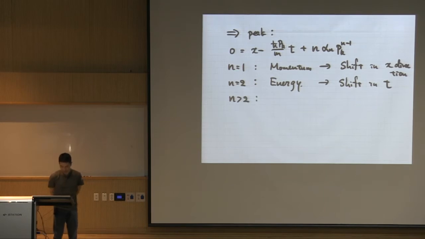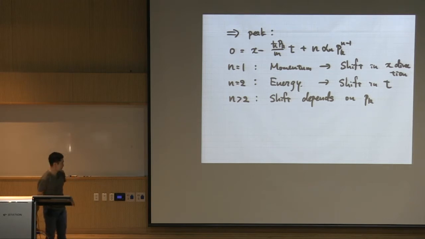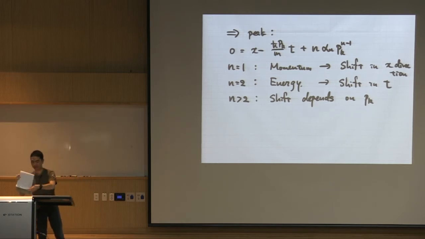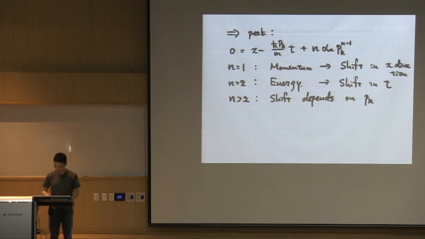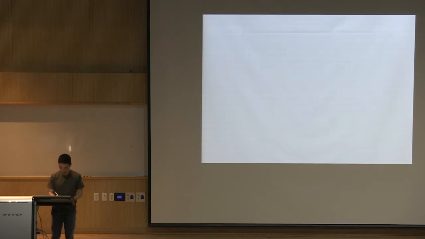If you consider n larger than 2, then you discover that the shift of the trajectory depends on p_k, the momentum of the particle. So in particular, if you consider several particles, then the shifts of each particle are actually different. And by using that, you can shift the trajectories of the individual particles by arbitrary amounts. So this leads to a very important consequence.